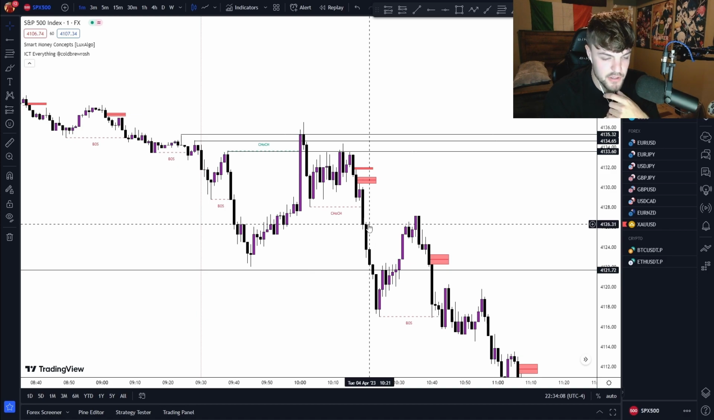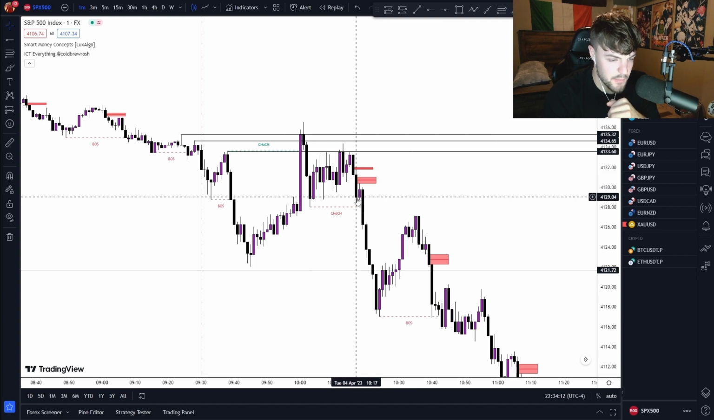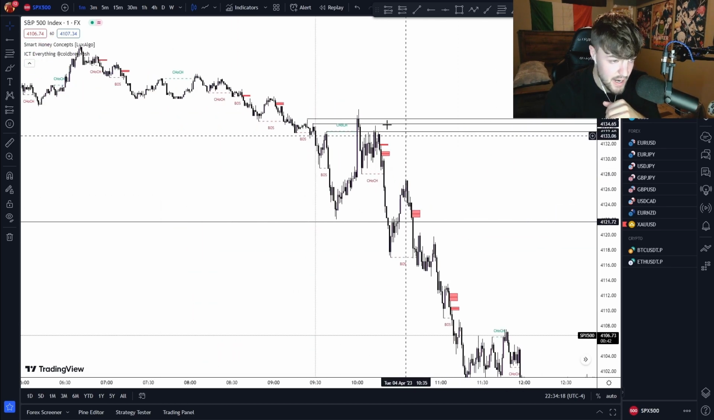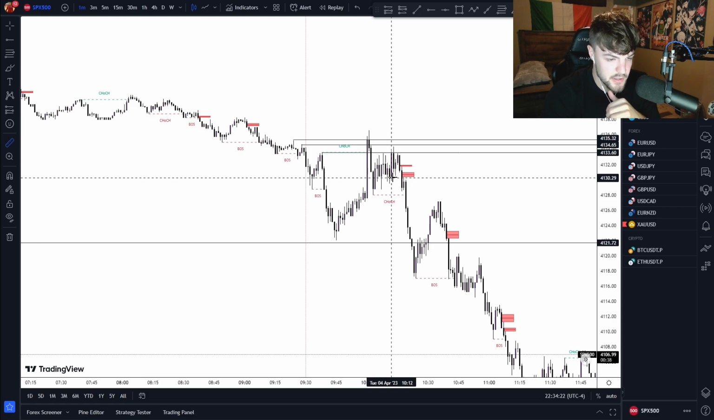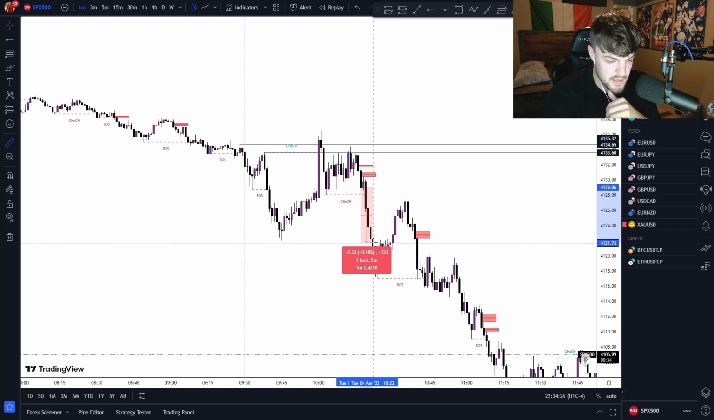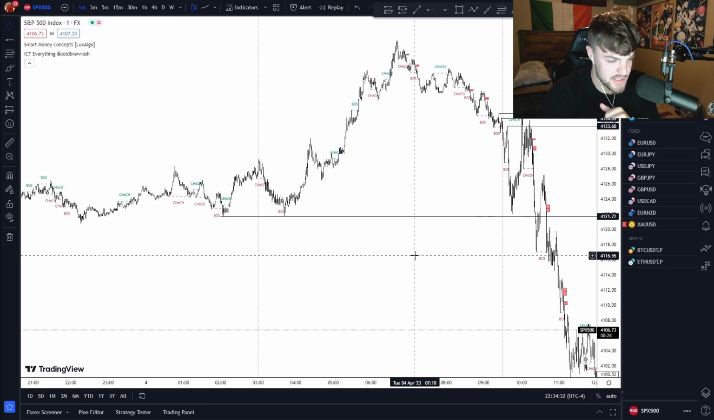I probably wouldn't have entered on that because it is a very bad risk to reward. There was a break of structure right on this candle, so you could have entered there. Now, if you're taking a sell and you sell right here, your first TP gets hit in 5 minutes. 5 minutes, okay? Take that in. 5 minutes and your first TP gets hit.